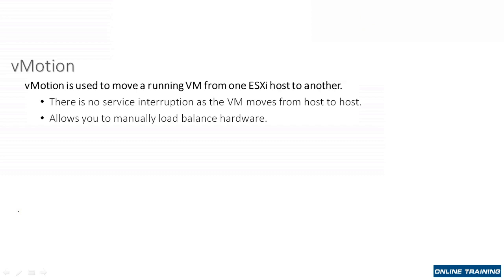We have virtual machines that are running on one ESXi host, and maybe we need to do some sort of physical maintenance on that host, like add more memory, or maybe we need to load balance. For example, maybe one of our ESXi hosts is very heavily utilized, and we want to take some running virtual machines and move them off that heavily utilized host to a host that has fewer virtual machines on it. That's what we use vMotion for: to take a running VM and move it from one physical ESXi host to another with no service outage.